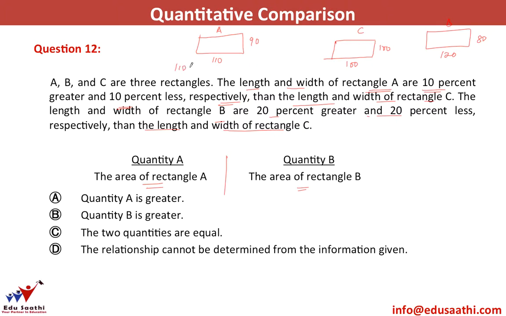So the area of rectangle A is 110 into 90. Now this is a very simple calculation. If you are still not confident about this calculation, you can use your calculator to multiply 110 with 90 to get your answer of 9900. And then multiply 120 with 80 to get your answer for this. So this is coming out to be 9600. Very simple for you to compare. I know that the area of rectangle A is more than the area of rectangle B.